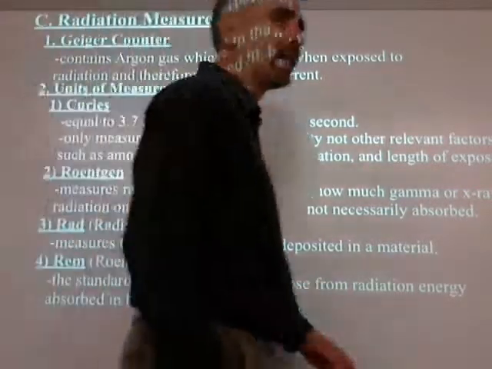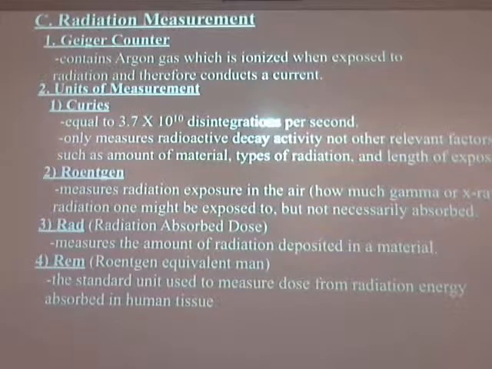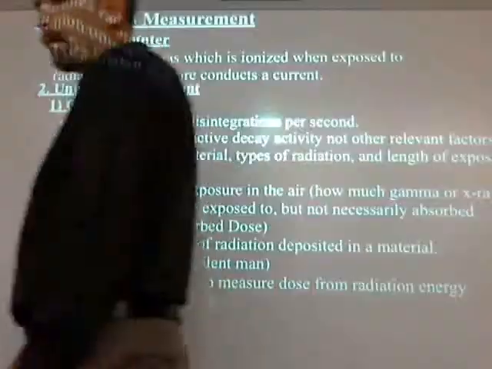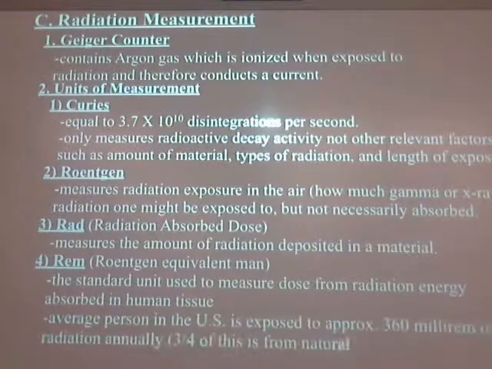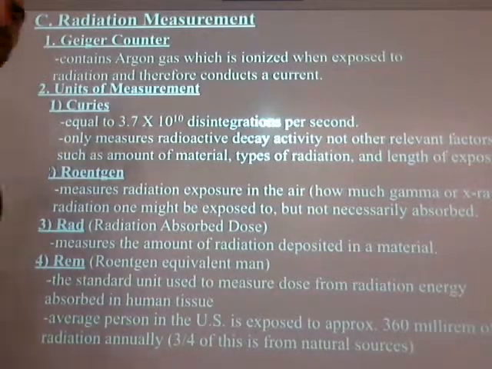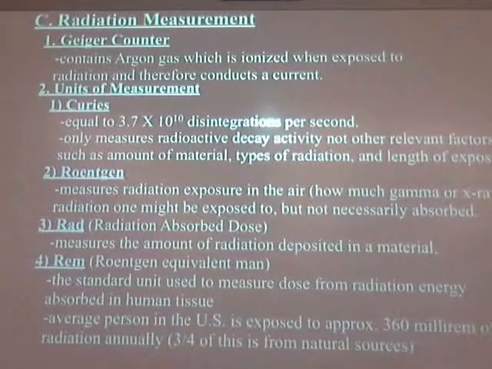A REM, or a Rankine equivalent man, is a very useful unit, and it is used at the power plant. You have little dosimeters that you wear if you go up there that tell you how many REMs you've been exposed to. It's a standard unit used to measure the dose from radiation that was absorbed in human tissue. And that's a very useful number because I could tell you how many REMs or millirems you are basically exposed to in a given place, in a given year.